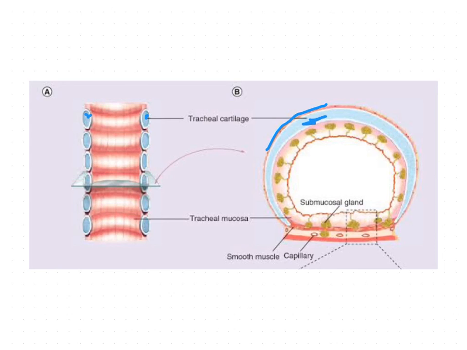These cartilage rings are 16 to 20 and are made up of hyaline type, which are deficient posteriorly, where the smooth muscle called the trachealis fills the gap. And this trachealis has an outer longitudinal and inner circular layer. In between adjoining tracheal rings, you will see some fibroelastic membrane.